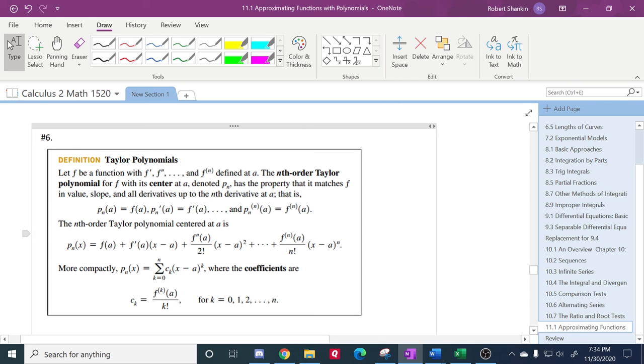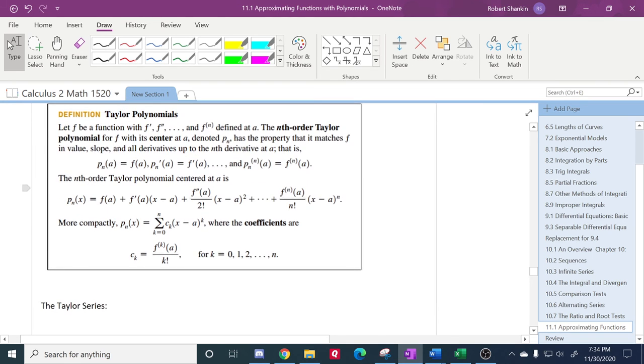The nth order Taylor polynomial centered at a is this. And if you stop at some point at n, then it's not the complete Taylor polynomial. The complete Taylor polynomial, you just take off the subscript n, call it p of x, and then you put plus dot dot dot, and go forever. But the nth order Taylor polynomial is a stop at some point. More compactly, it is written in summation notation, and it tells you where the coefficients are.